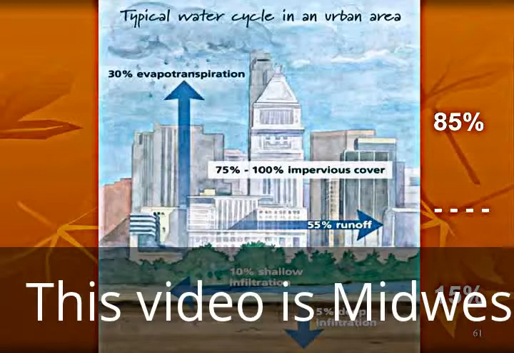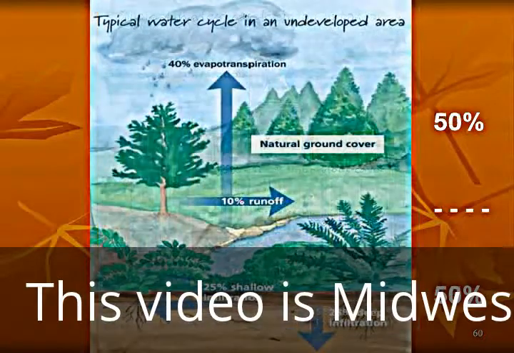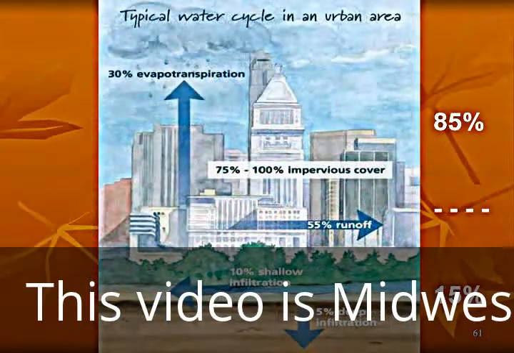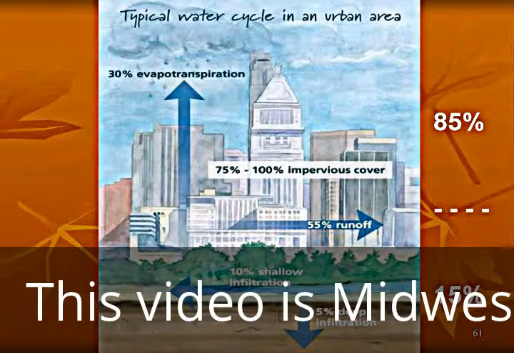But here's the other factors. You have a 10% shallow infiltration and only 5% deep infiltration. If you look at the last slide, we had 50% stays above ground, 50% goes below ground. On this slide, we got 85% stays above ground, 15% below ground. Is there any reason that we might think that we've been seeing more and more floods in the last several decades than we have in years before? And that's because there's no place for water to go.